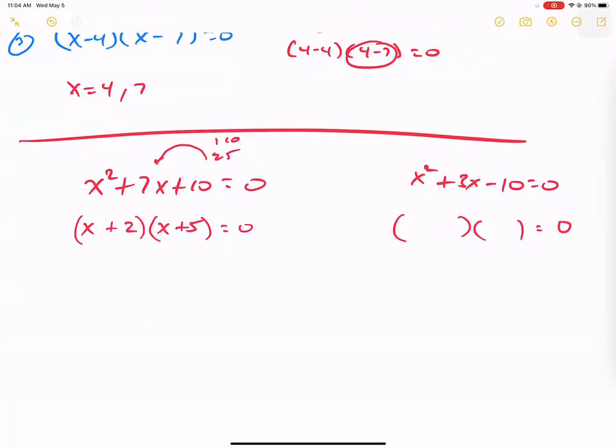Now, back to mental math. What numbers would give us zeros now? Negative 2 and negative 5. We have solved this in less than 1 minute.